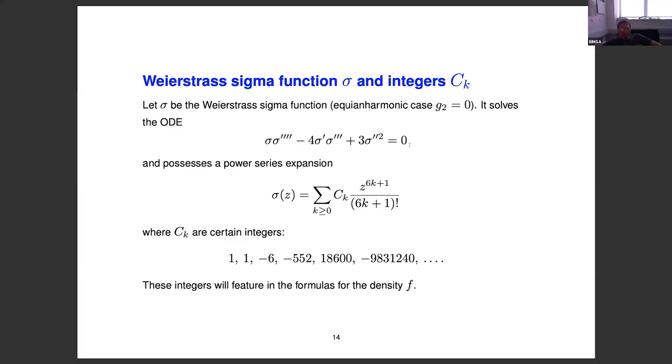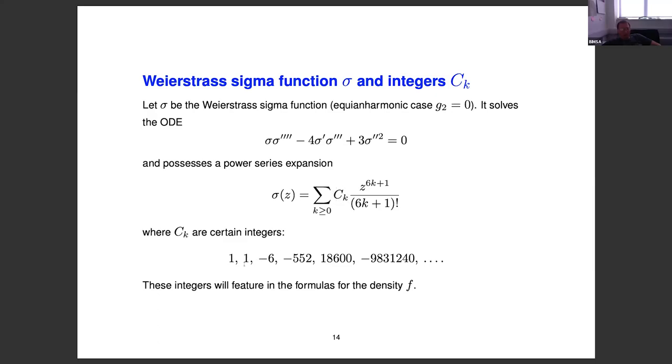You take this ODE, which is a fourth order ODE for the Weierstrass sigma function with G2 equals zero. It's called the equianharmonic case. So you take this fourth order ODE, and you look for its solution as a power series. When k is zero, you get z to some power, so it starts with z. Sigma of z is z plus so on. The next term will be z to the 7 or whatever, right? So if you look at solution sigma of z in this form and plug this into this equation, you'll get these ck's uniquely.